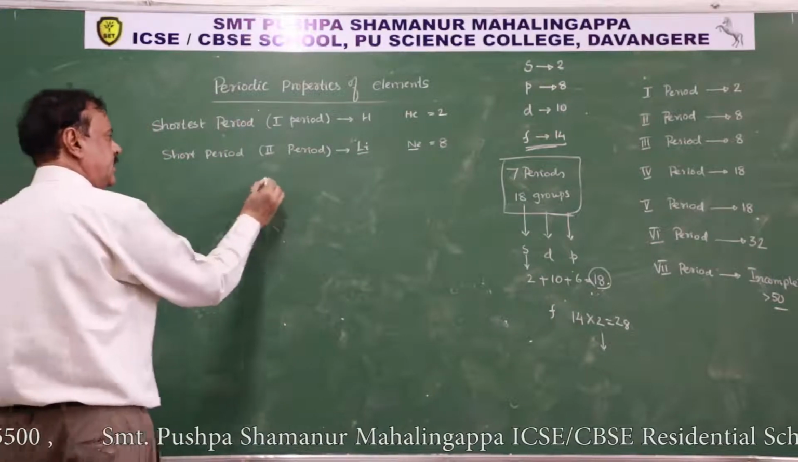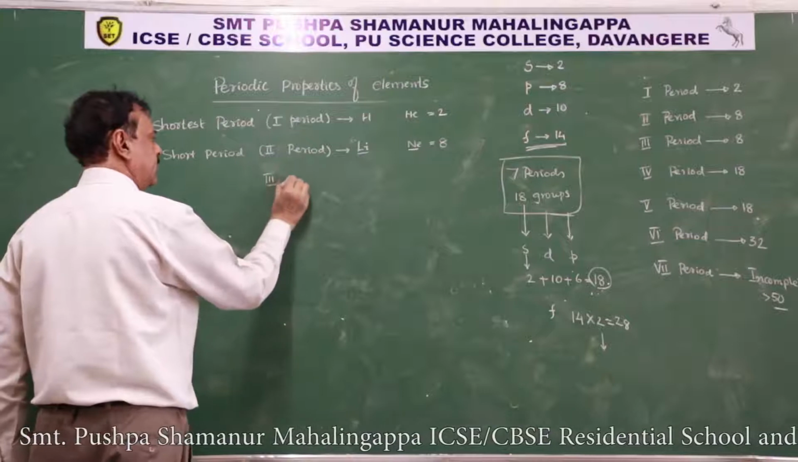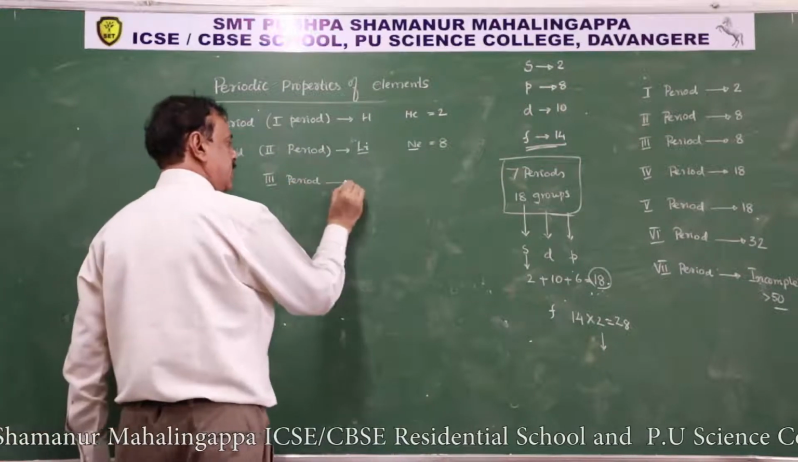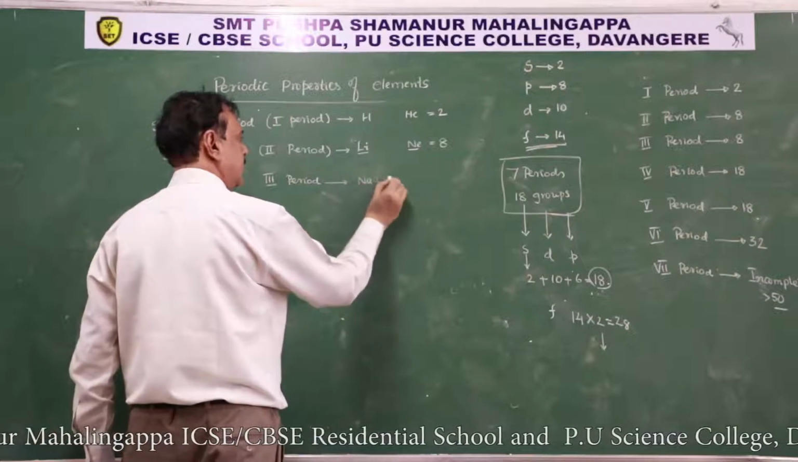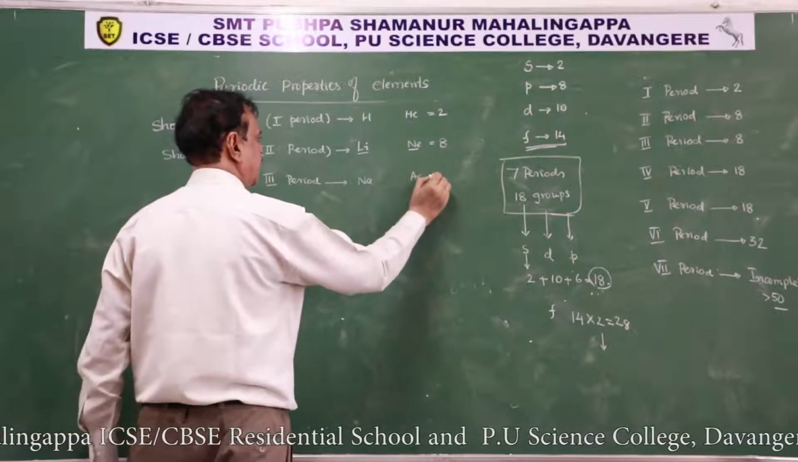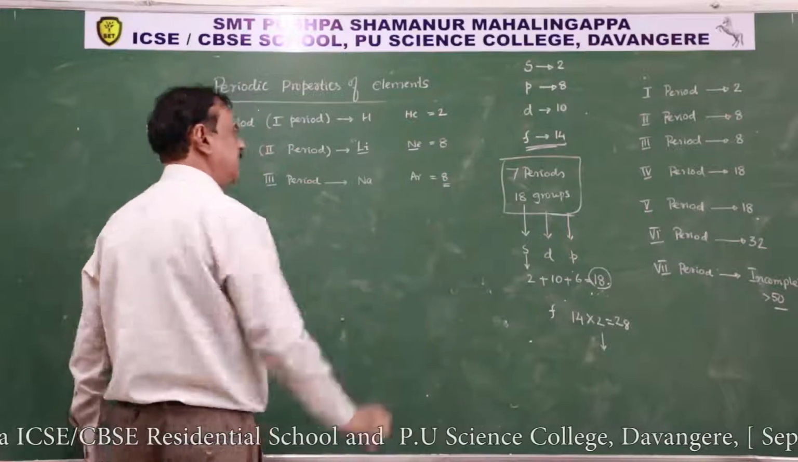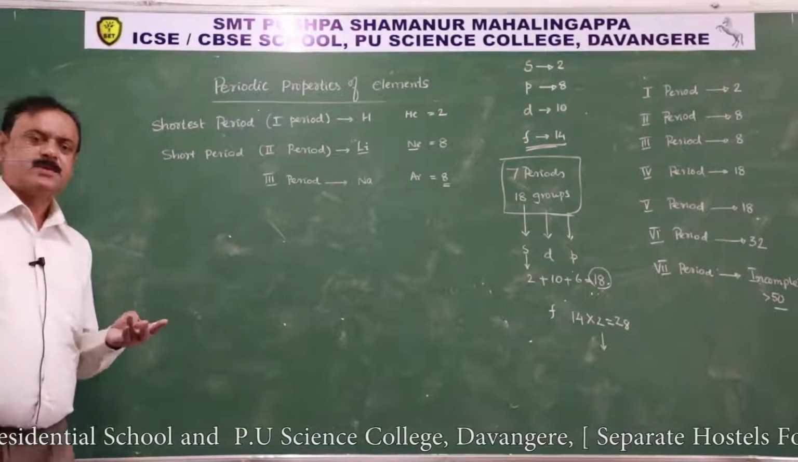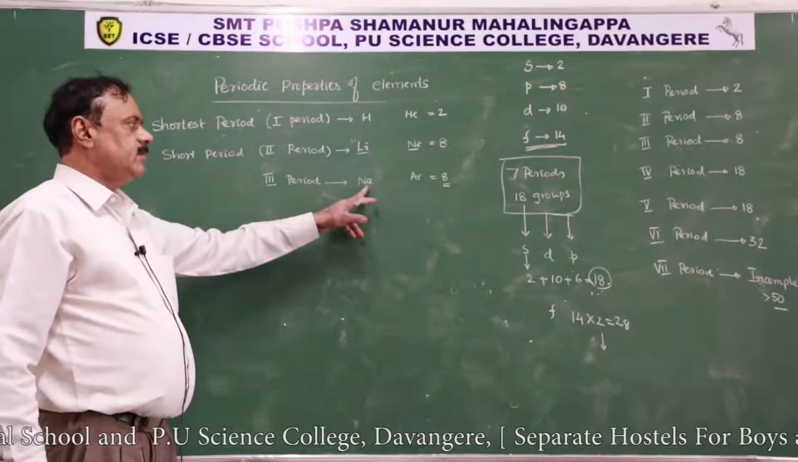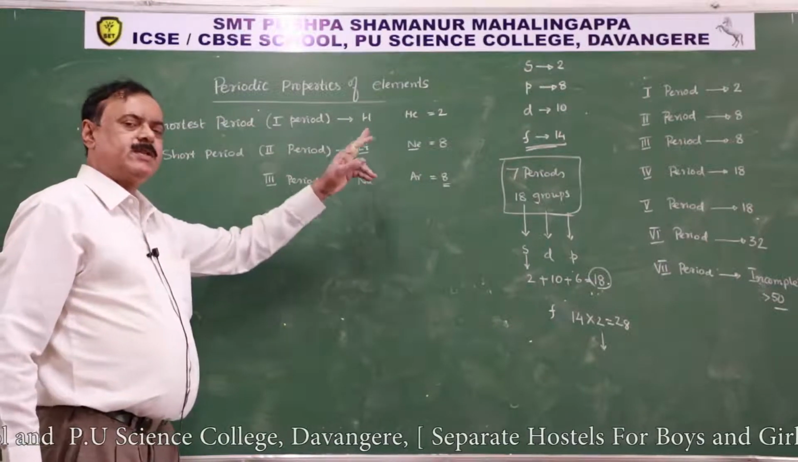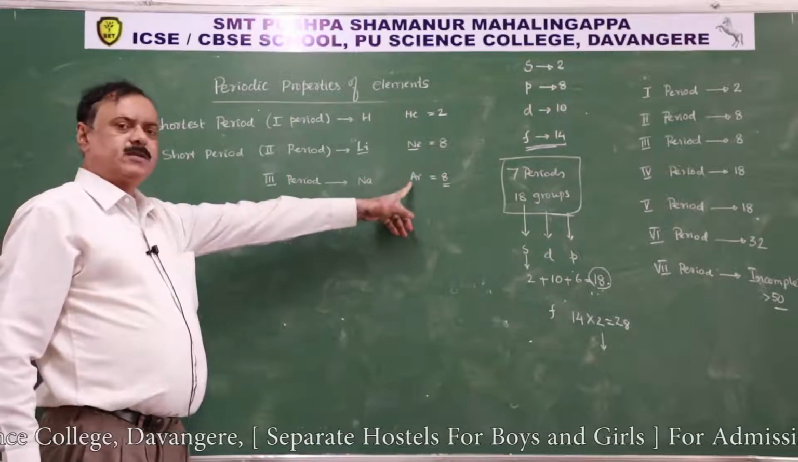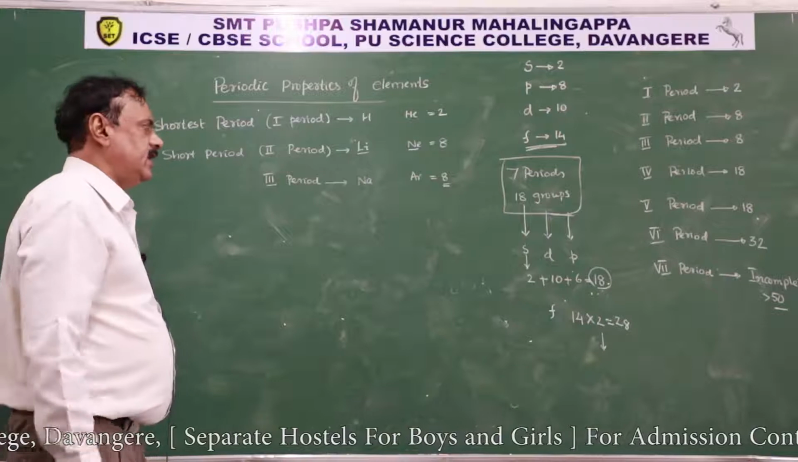Whereas the third period, the starting element is sodium, the last element is argon. Again we have a total of 8 different elements: sodium, magnesium, aluminum, silicon, onwards up to chlorine and argon. These 8 different elements will be there.